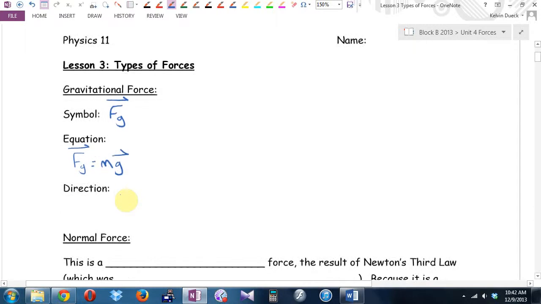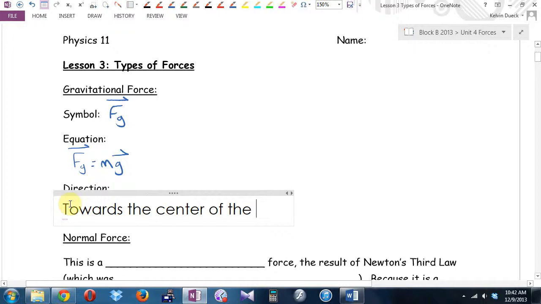Direction. Hey, which way does gravity act? I saw about 5 kids go like that. The only problem with saying down is in Australia, they would be pointing this way relative to them. So I'm going to be a little fussier. I'm going to say direction towards the what? Center of the gravitational body. Planet, moon, star, whatever. Towards the center of the gravitational body. The body that's producing a lot of gravity.